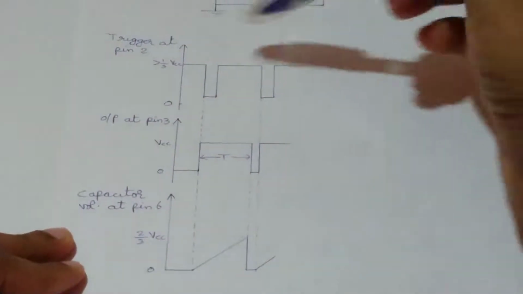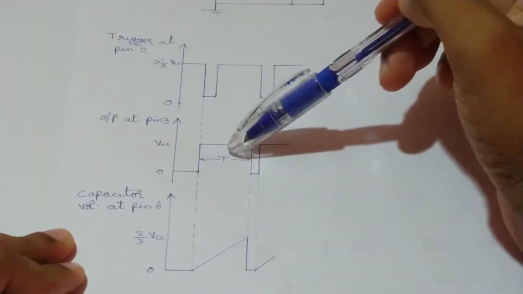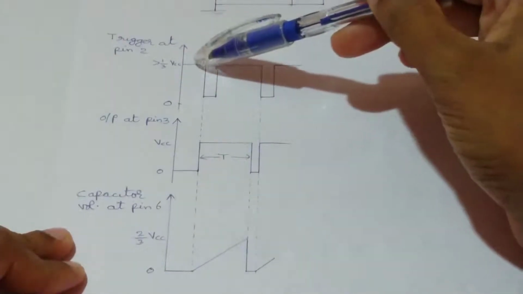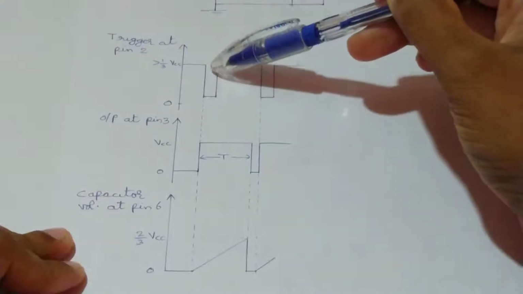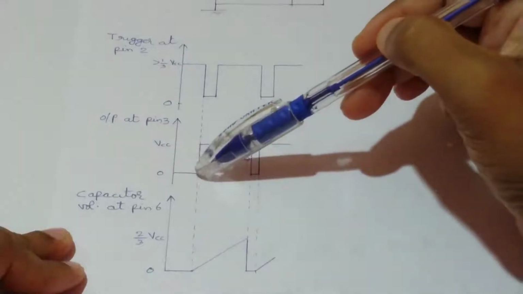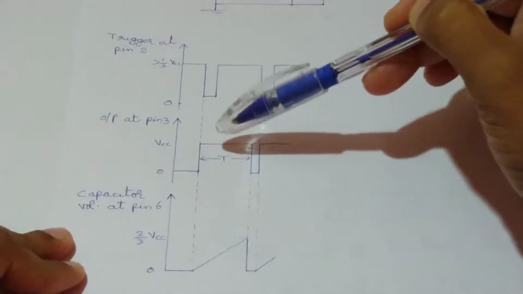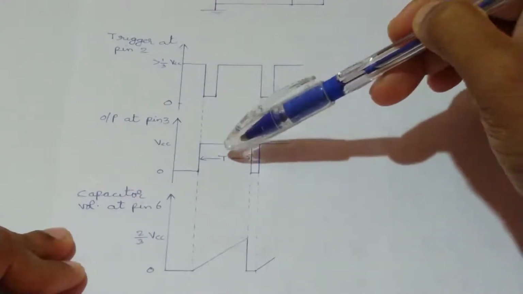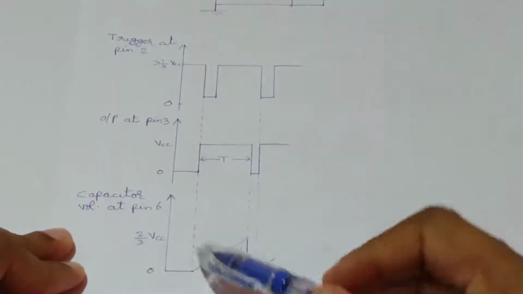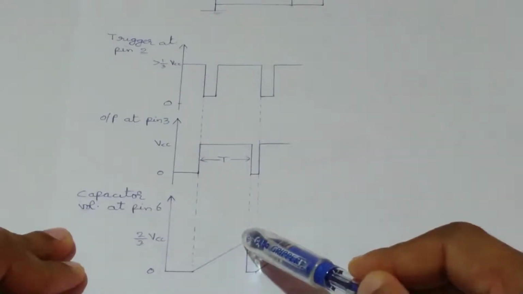So here we can see this is the trigger input waveform, this is the output obtained at pin 3, and this one is the capacitor voltage at pin 6. As we know, when a trigger pulse of amplitude less than 1/3 VCC is applied at pin 2, the output of the monostable multivibrator changes from its stable state to quasi-stable state, and it will remain in that quasi-stable state for a time duration T. When the output changes to its quasi-stable state, the capacitor C starts charging from 0 towards VCC.